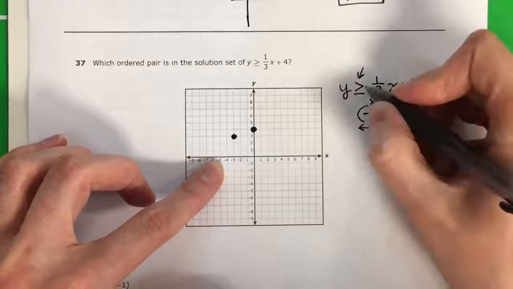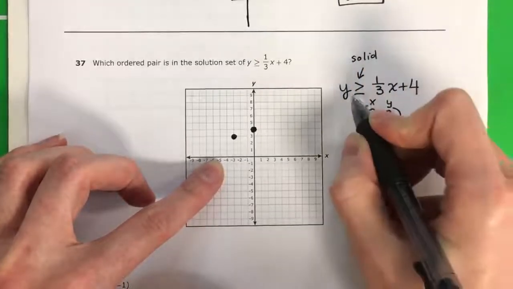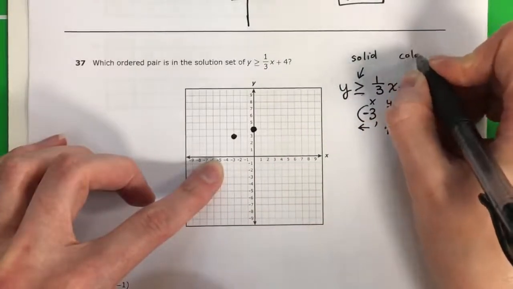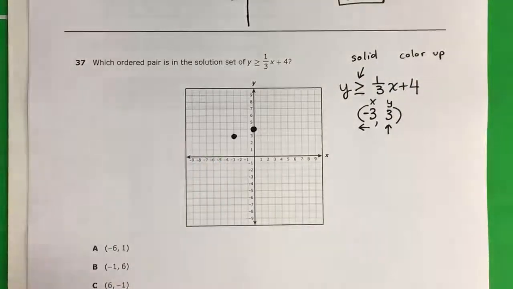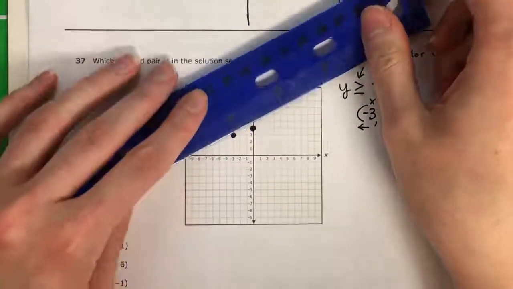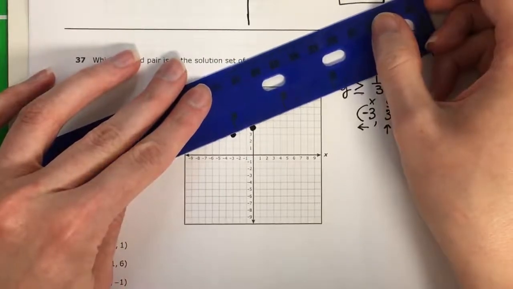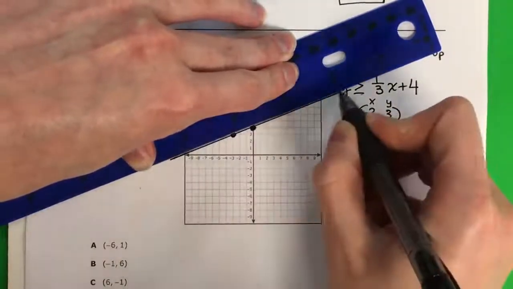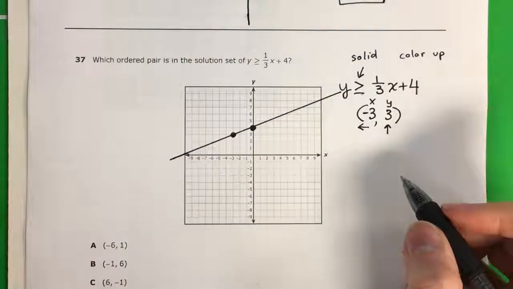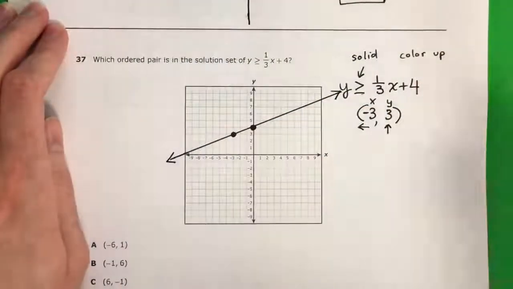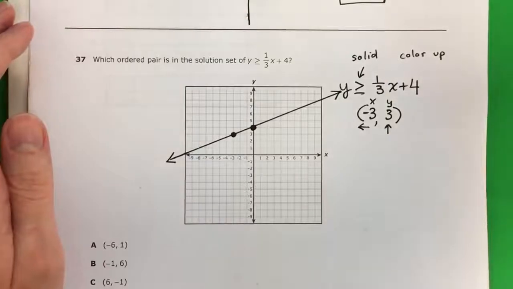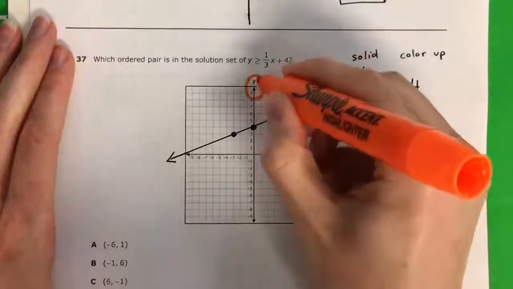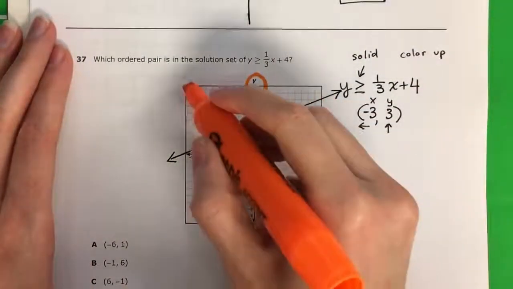Now this sign right here means that it's a solid line because it has a line underneath. Yes line, normal line. And this is greater, so I'm going to color up. So let's get my ruler. Okay, let's do this really carefully. Solid line. Draw your arrows, and you can color with your pencil. I'm just going to go ahead and color with a color. We said to color up. Here is up, the arrow up, so I need to color this side right here.